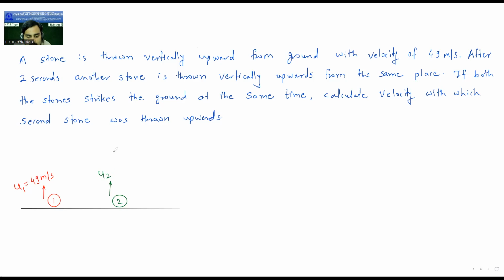But what is happening after reaching the maximum height? If both stones strike the ground at the same time, see here, they are striking the ground at the same time. So when the first stone comes near the ground here, at the same time, second stone is also here. Means what? How will you calculate this now?